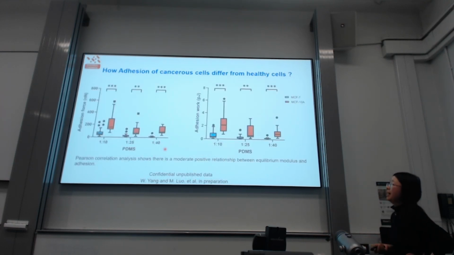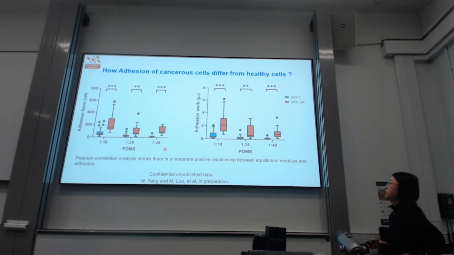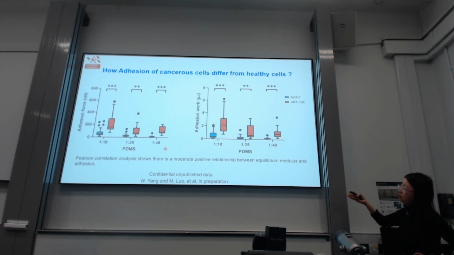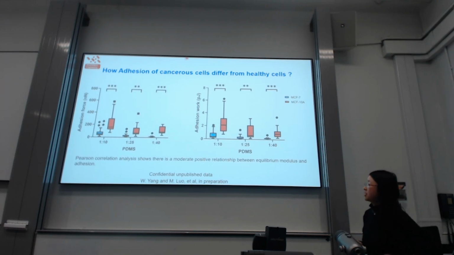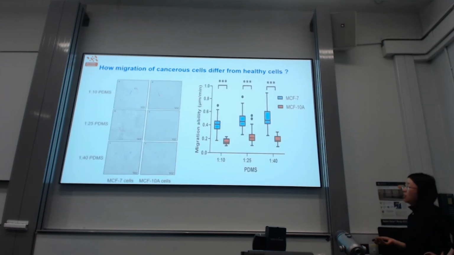Let me also look at the adhesion. Regarding the adhesion between the cell and the substrate, we can say that the healthy cells always have a stronger adhesion force and also adhesive work. The adhesive work is obtained by integrating the detachment curve. Basically, this is also correlated with the migration test.